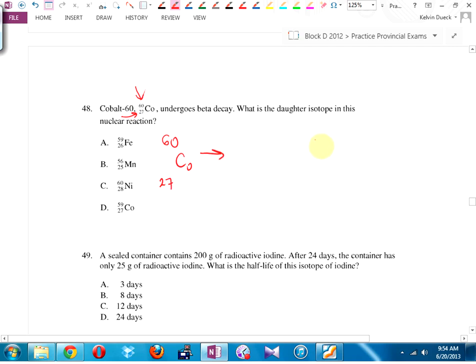It gives off a beta particle. What's the beta particle from the back page? What's the charge? Sorry, what's the mass? Zero. And then we have beta. It's also an electron. What's the charge?